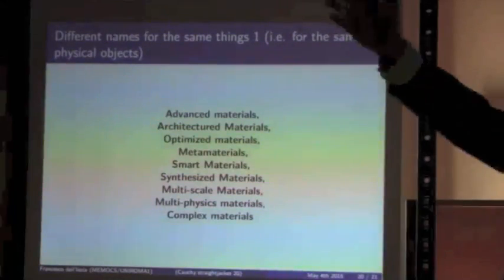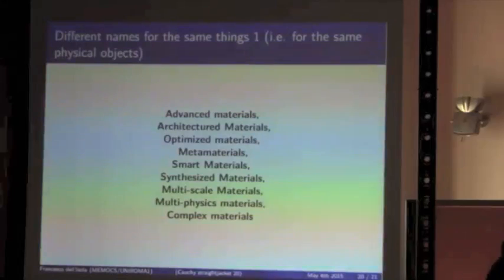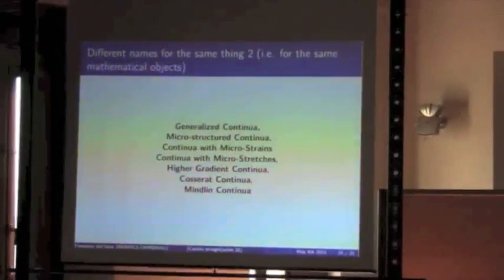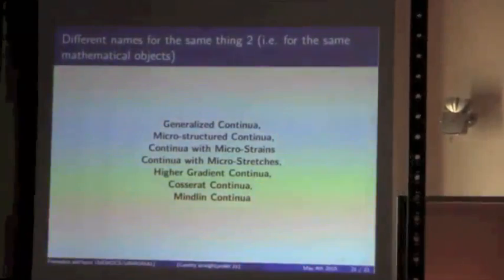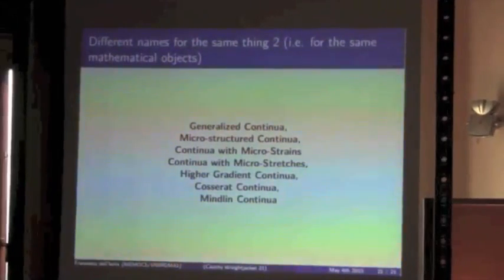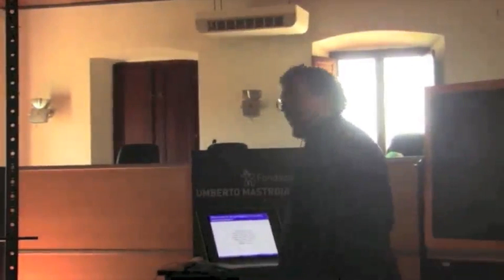Everybody needs its own flag for getting money, position, glory, and everybody wants to invent a different name. This is very dangerous for advancement of science. So I want to claim that all these concepts are more or less the same. On the other hand, also theoreticians like different names. So you will find generalized continua, microstructure continua, continua with microstrains, with microstretches, higher gradient continua, Cosserat continua, middling continua. Again, different names for the same thing. We will discuss. Okay, I want to be provocative. I hope to be able to prove you that I am right.